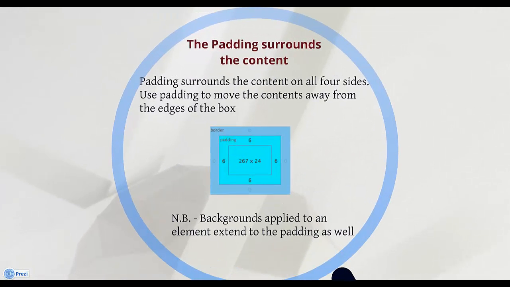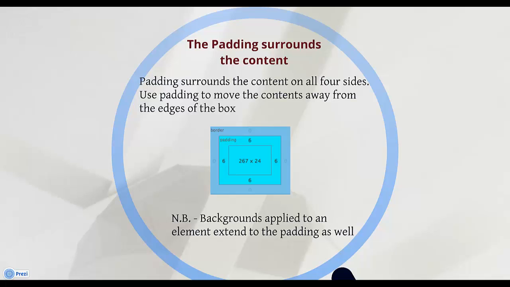So once we have our content, we're going to need to put padding around it, okay? And padding is going to be an imaginary box. It's not something you're going to be able to directly see, but you'll be able to directly see the impact of it. And all it is, it's spacing that we're putting around our content. So if we had an image, say here we had a 267 by 24 image, we're going to add 6 pixels of padding around it. And all that's going to do is give us 6 pixels of white space around an image.